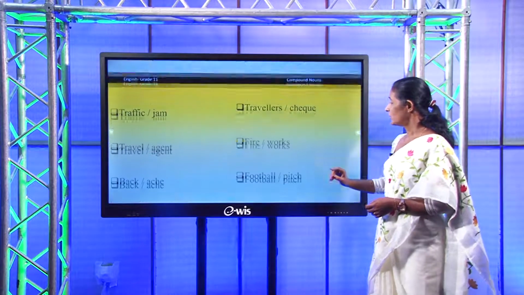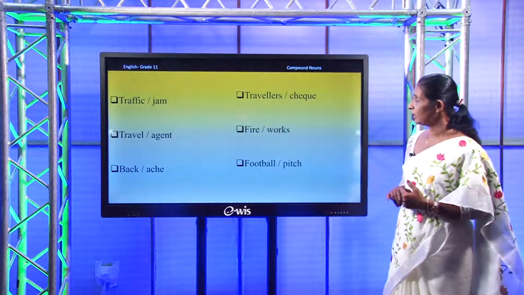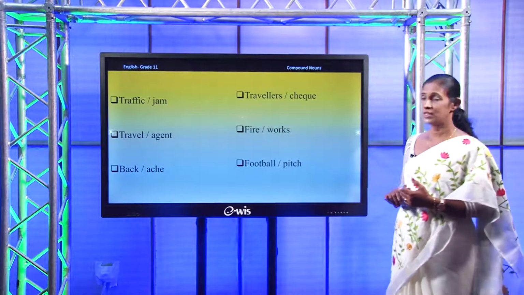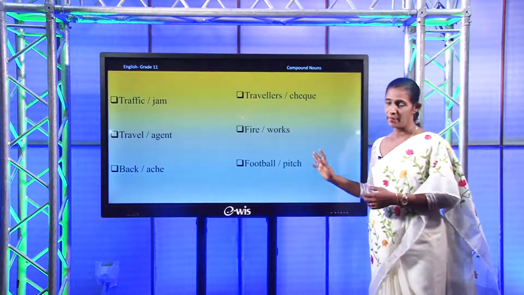Right children, I'm sure we have been talking about compound nouns, and I've told you the rules, the parts of speech that we have to use when we are forming compound nouns. Now there are some more for you to read. Shall we just look at them? The first one is traffic jam. Can you just read it to yourself? The second one, travel agent. Third one, backache. Traveler's check. Fireworks. Football pitch.